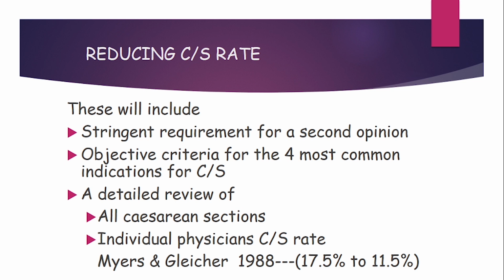there is need for us to reduce cesarean section rates because of the advantages that vaginal birth has over cesarean section. And of course, ways by which we can reduce cesarean section rates will include stringent requirement for a second opinion, then objective criteria for the 4 most common indications for cesarean section, then a detailed review of all cesarean sections. Then, of course, you should know and work towards reducing your personal, individual cesarean section rate.